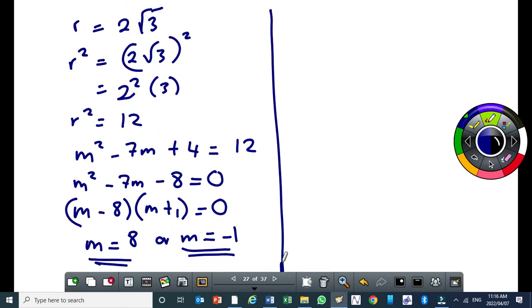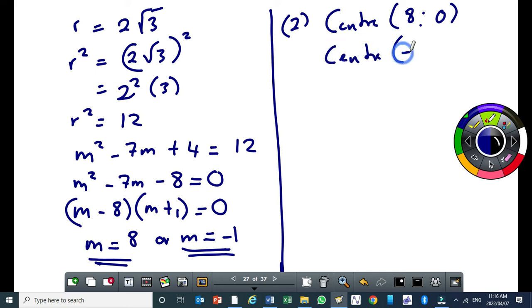So the next part of the question, our center can be at x equal to 8 and y equal to 0. The center can also be at x equal to minus 1 and y equal to what? 0. Remember, the value of y at the center is not going to change. It's the same.